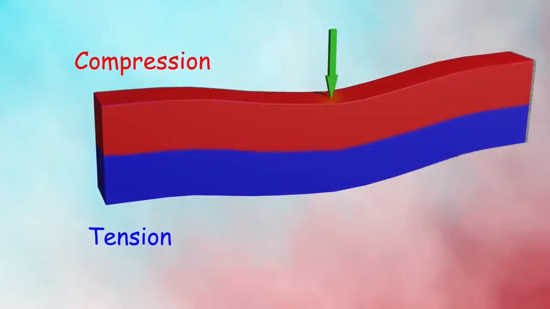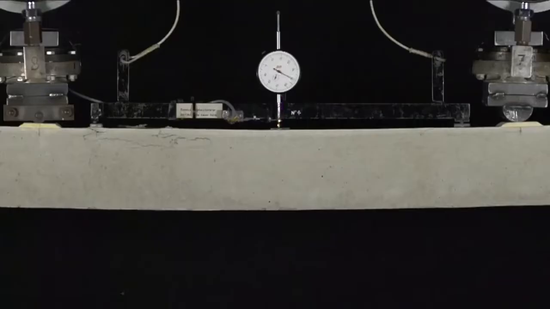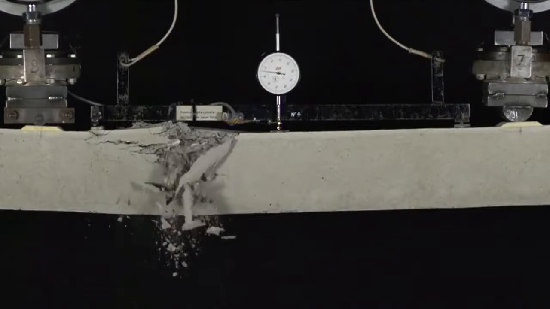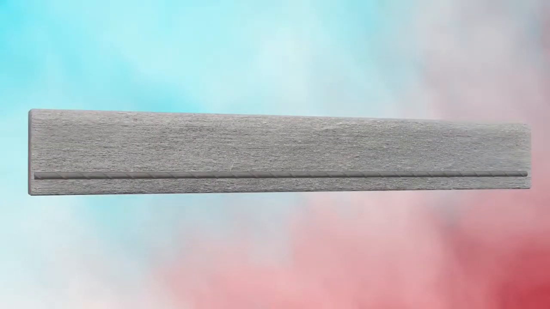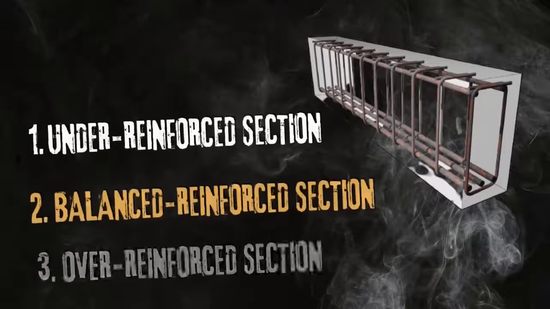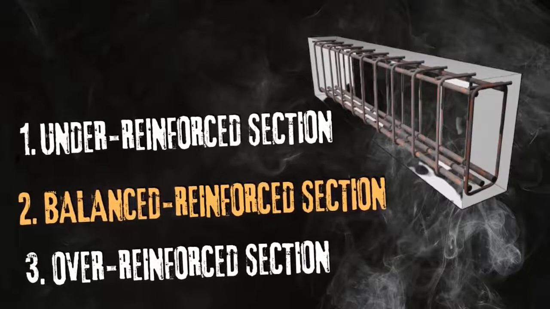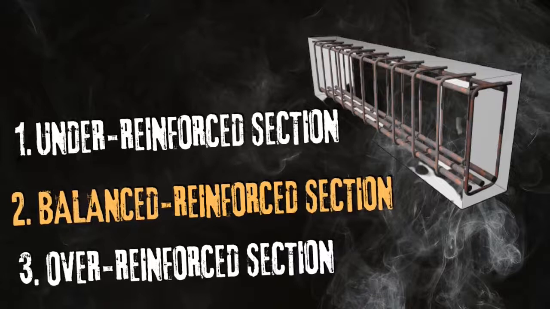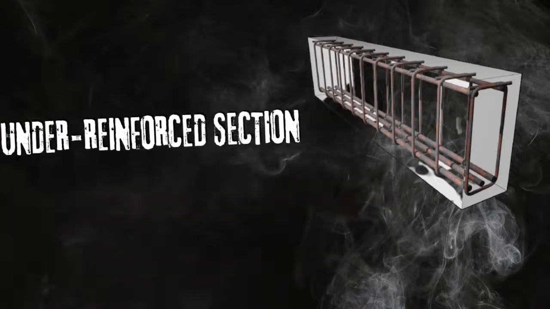Without the steel reinforcement embedded inside the concrete beam, the concrete beam will become brittle and will fail under loading. So, based on the tensile strength of the steel that is considered for the analysis and design of the beam, we classify them into three sections. We have the under reinforced section, the balanced section, and the over reinforced section. Let's discuss each one of these.